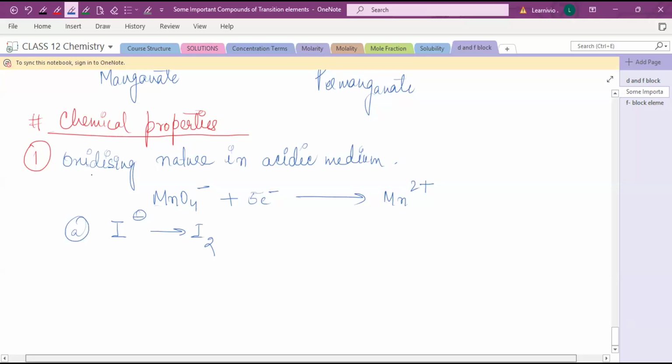Both are equally strong oxidizing agents. So again, it will oxidize the iodide ion to I2. Second, it will oxidize Fe2 plus to Fe3 plus. The reaction will be the same. So instead of the reduction reaction of the chromate ion, you will write this, the reduction reaction of the permanganate ion. One more thing, oxalate or oxalic acid.